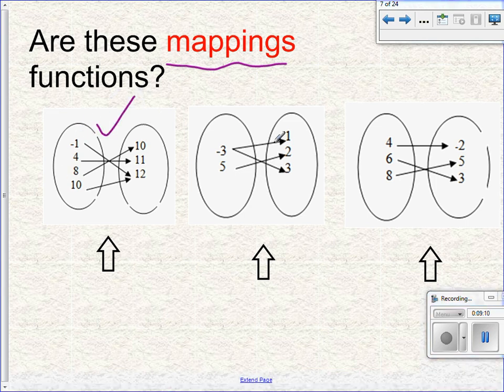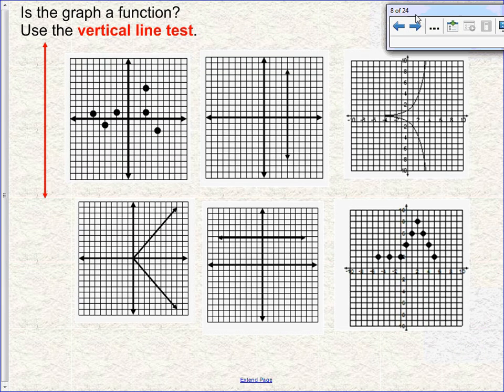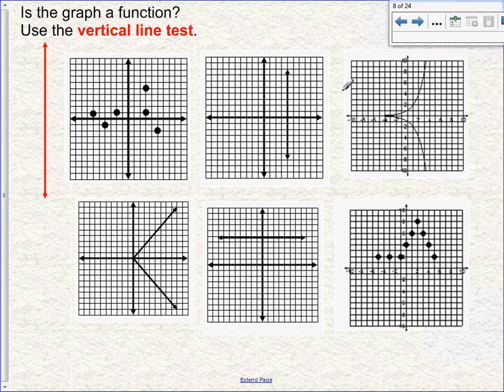That is a function. What about this one? No. Why? -3 goes to two different values. What about this one? Yes. Okay. Another way to determine if you're looking at a graph of a function is to perform the vertical line test.